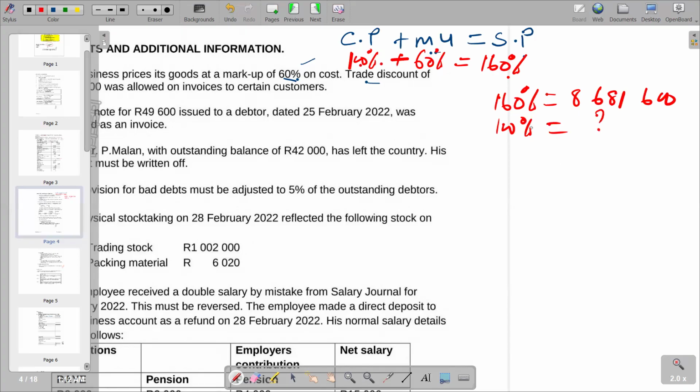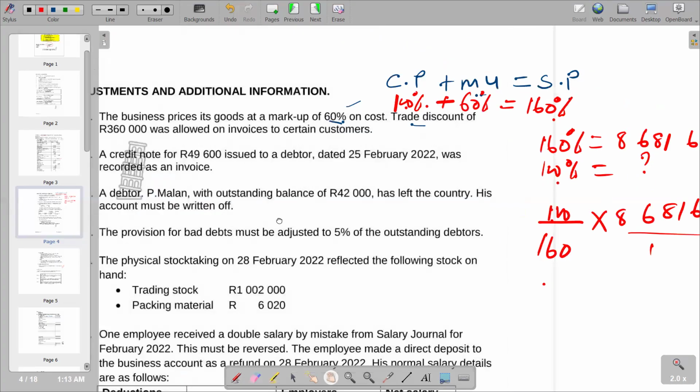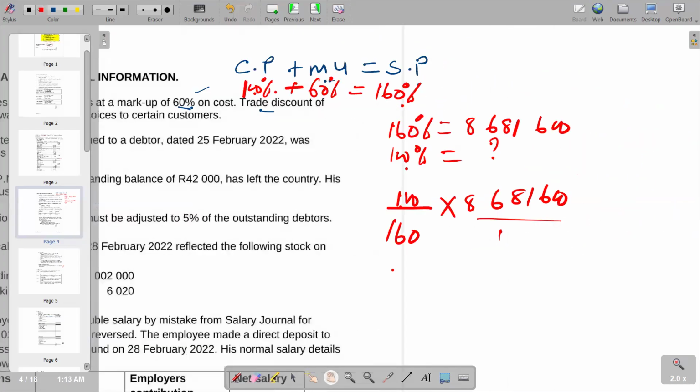So to find it, we say the figure that we don't have is 100, supposed to be the percent you put it. We calculate it in that way. We see that the answer that we are supposed to get there is going to be 5 million. Remember, we have added our 360,000, so it means that we are supposed to add our 360,000.